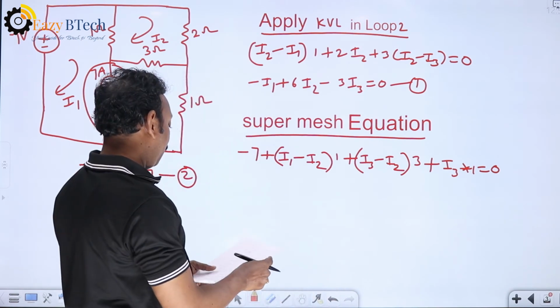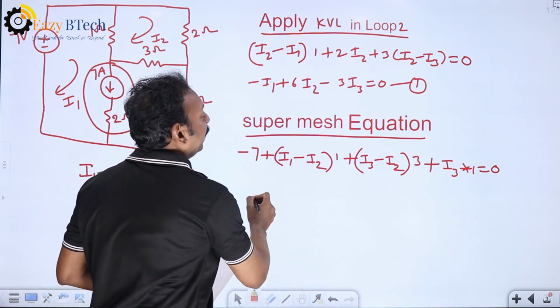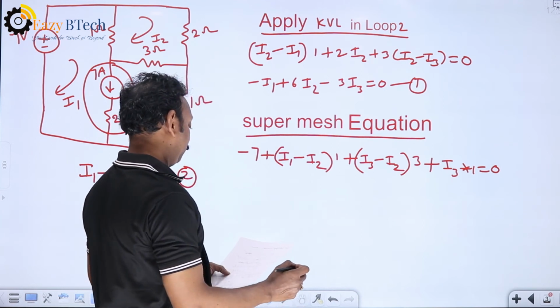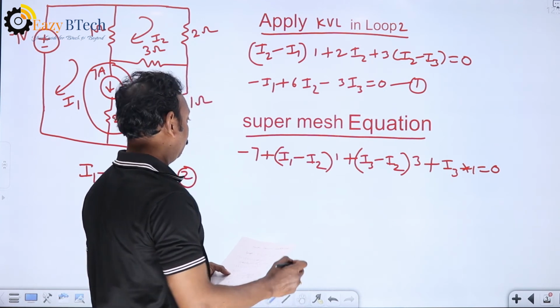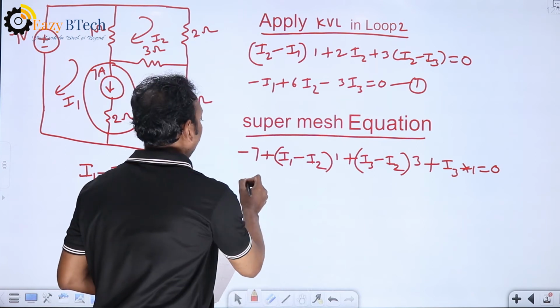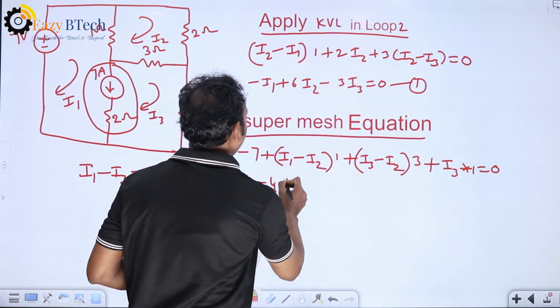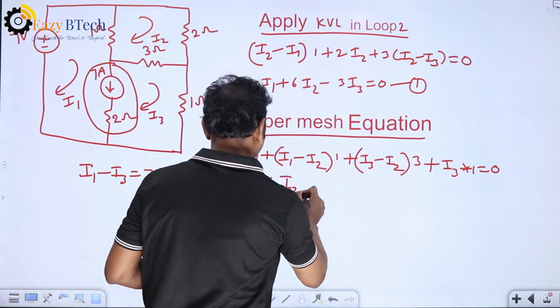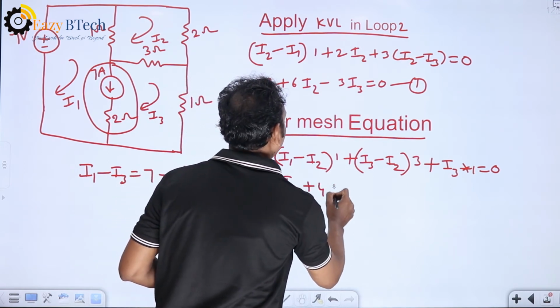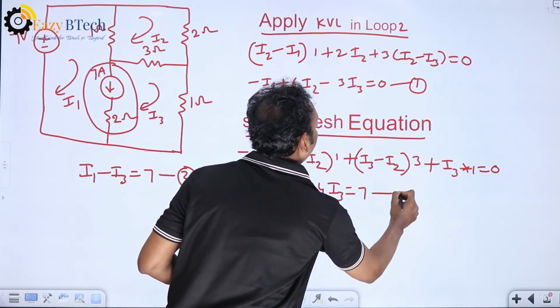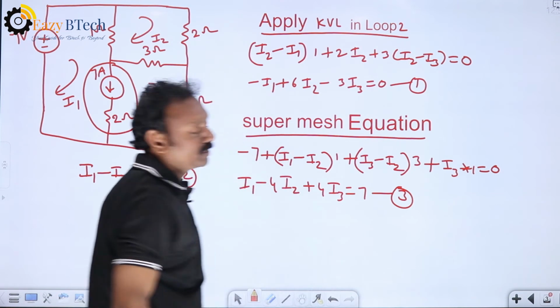You will get the answer: minus I1 plus I1 minus 4I2 plus 4I3 equal to 7. This is the super mesh equation.